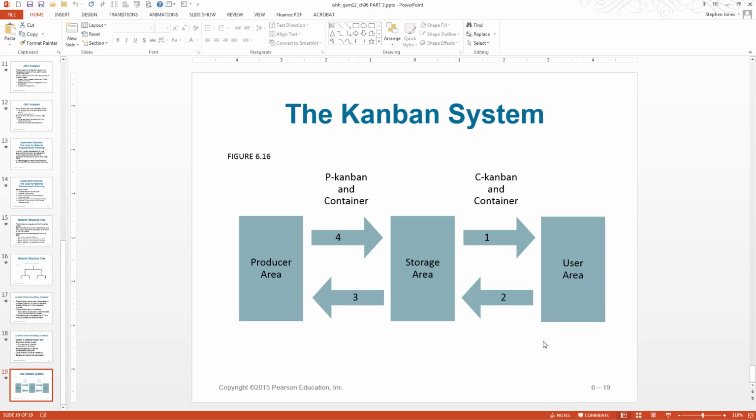And this is essentially what the Kanban system looks like. So you and your suppliers and any producers that are out there work together, communicate out there together, and provide a system that allows you to synchronize your operations with your others.